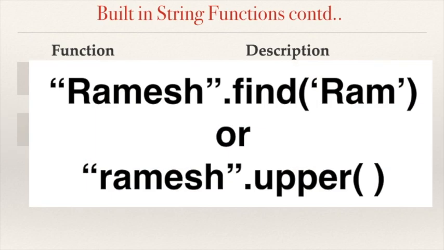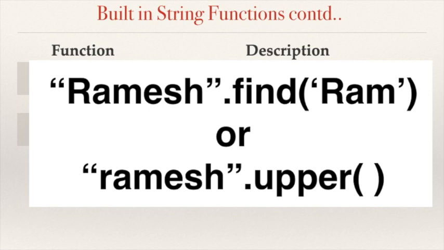So, here is the example. Here in the function find, the find function accepts a single argument value Ram, which it searches for within the string Ramesh, which calls it. So here the Ramesh string is the calling string, which invokes the function find to search Ram within itself.